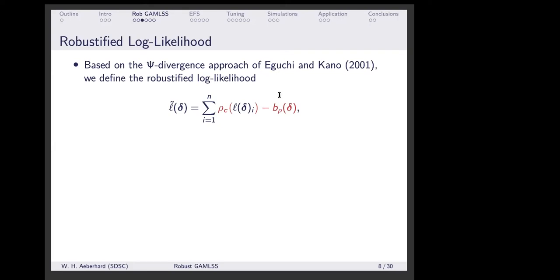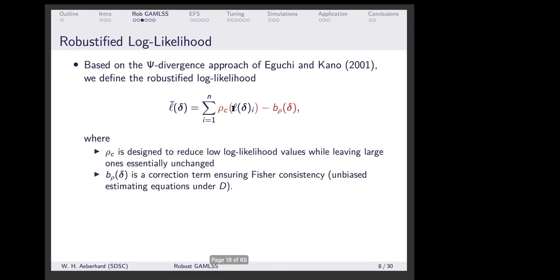And the idea is actually fairly intuitive. The idea is to apply some function rho on each of the log likelihood contributions. The goal of this rho function is to reduce low log likelihood values for a given value of delta, while at the same time leaving the high log likelihood values essentially unchanged. So we're using the actual log likelihood value as a criterion for, I guess you could call it, agreement between what you observe, the actual data, and what you expect given a model, right?